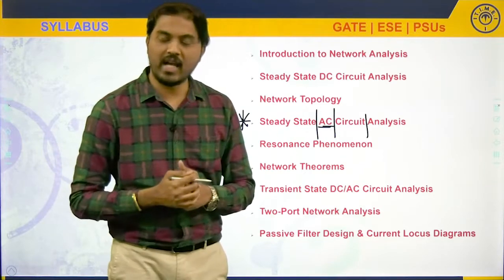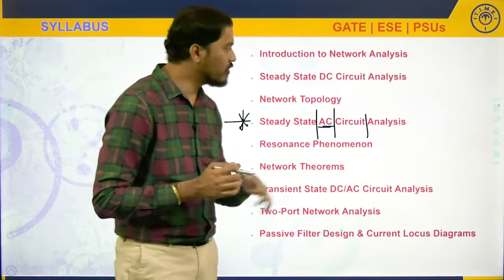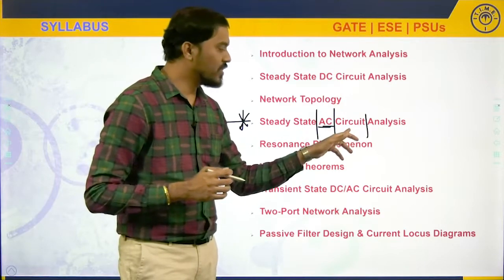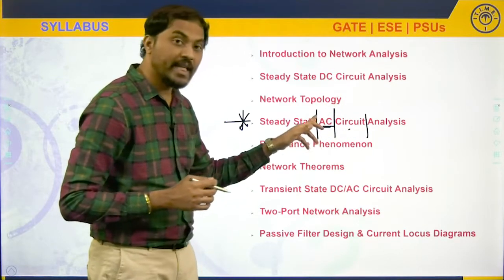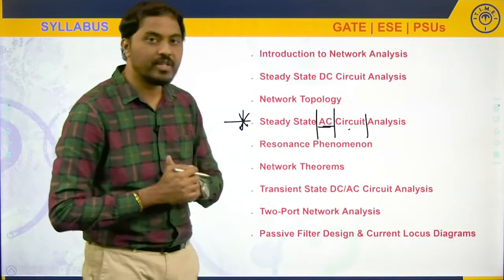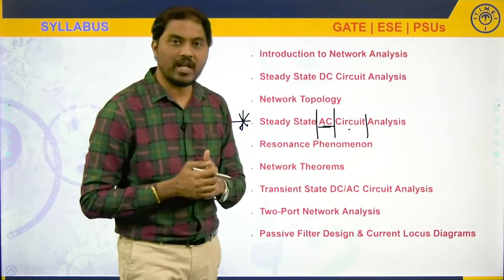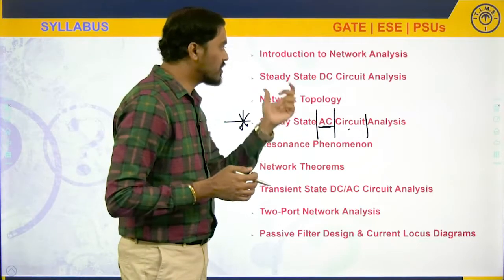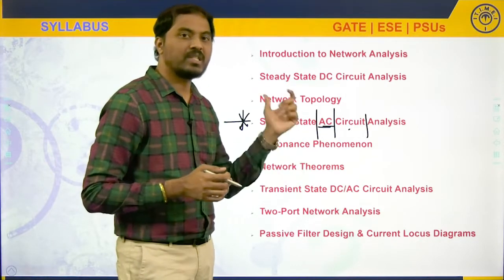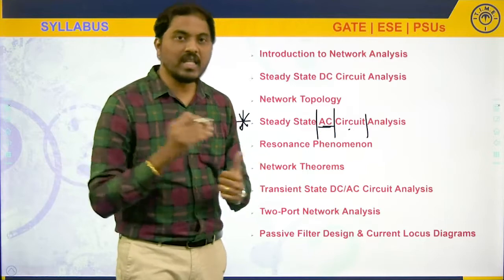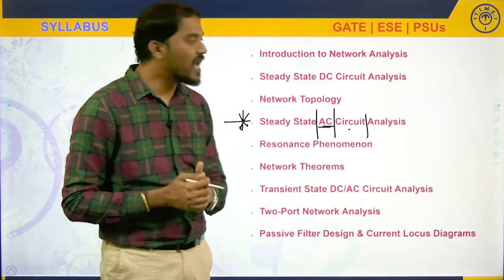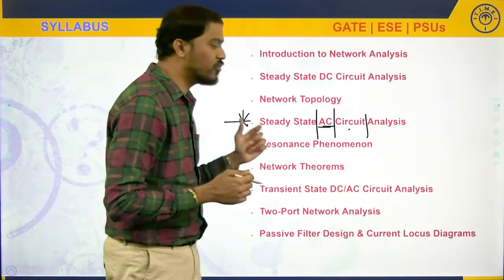So, what exactly are we going to learn in this chapter is we are going to analyze those circuits which are fed with AC supply during which condition? Steady state condition. Already we have seen steady state DC circuit analysis. Here, the same circuits we are going to see, but this time we are feeding them with AC supply and analyzing. That's the difference between the second chapter and the fourth chapter.